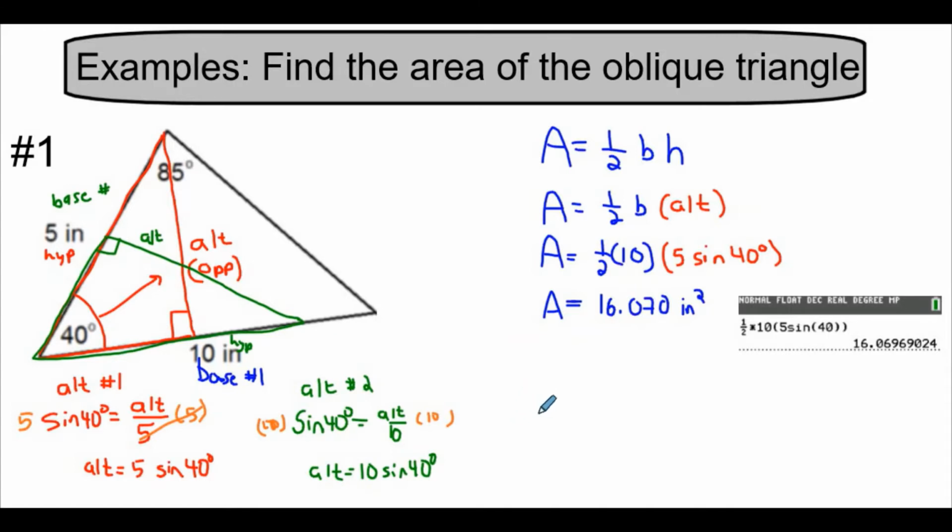And so to find it the second way, the area would still be 1/2 base times height, which is the altitude. But as you can see, I relabeled it. This is now my base number 2. So it'd be 1/2 5 times the altitude, which is now 10 sine 40.